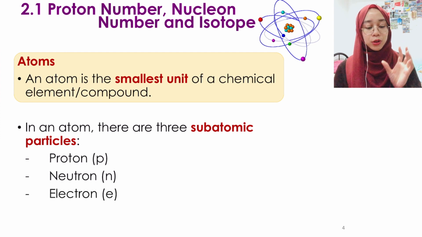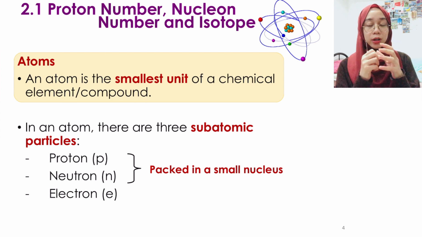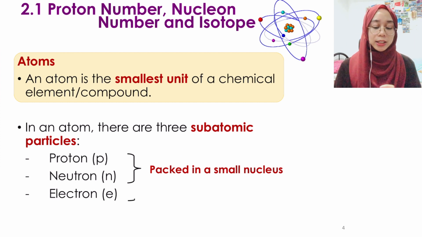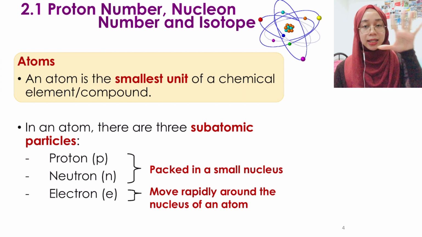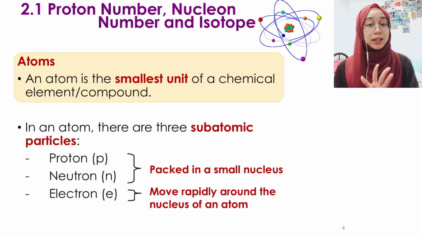The proton and neutron will be in the middle of the atom. The middle part of the atom we call the nucleus. So it is packed in a small nucleus. The proton and neutron will be together. Meanwhile, where is the electron? The electron will be around our nucleus. So it moves rapidly around the nucleus of an atom.